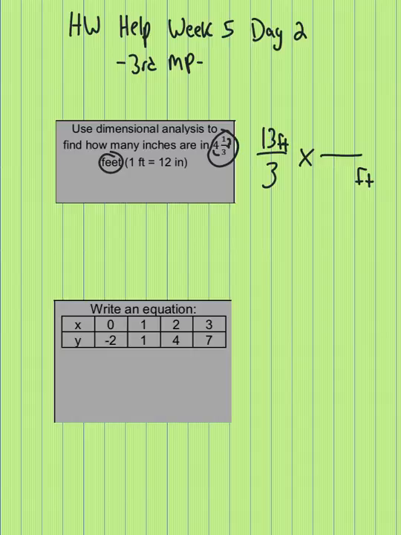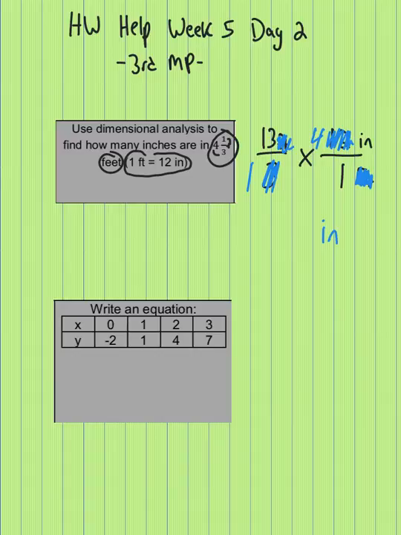Okay, so now we're converting feet to inches, so we're going to take this conversion and use it as our second fraction. Remember, feet's on the bottom, so 1 foot is on the bottom, 12 inches on top. Now, we're going to do some bow tie reducing. So first off, the feet will cancel out, because that means our answer will be inches. And 3 and 12 reduce. 3 goes into itself once, and 3 goes into 12 4 times.